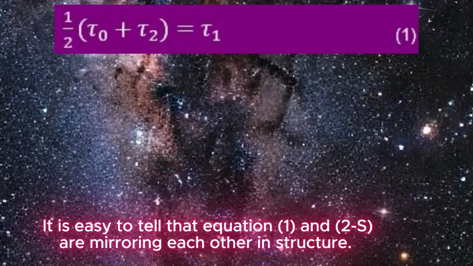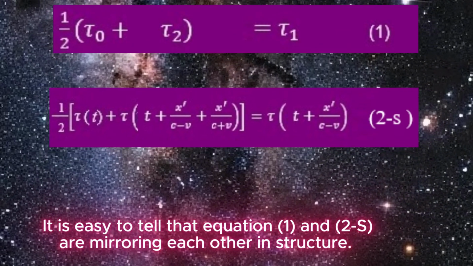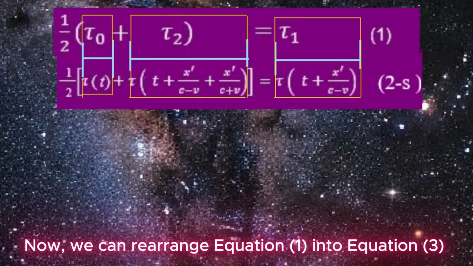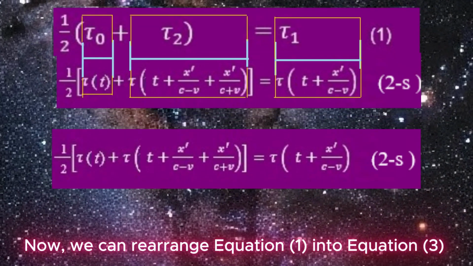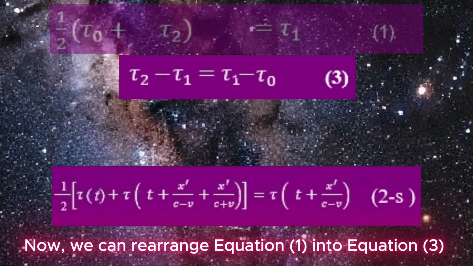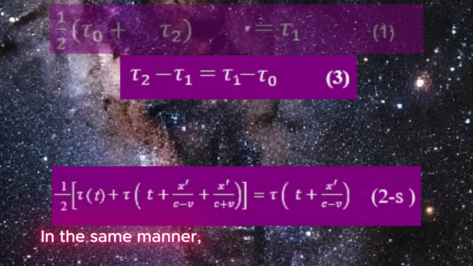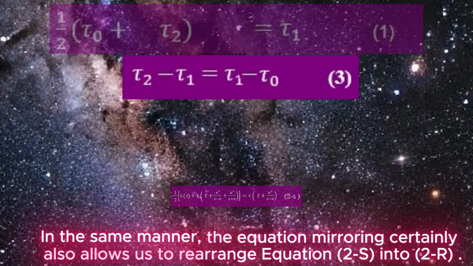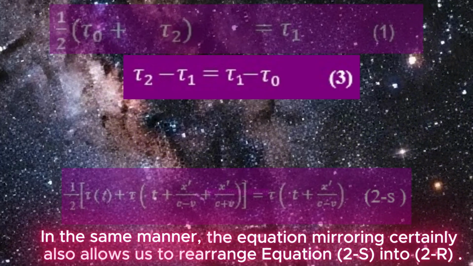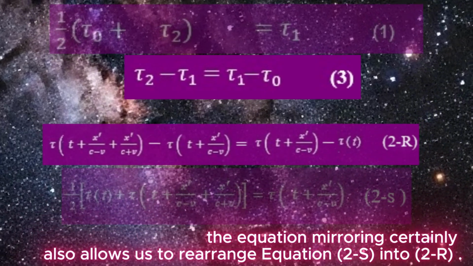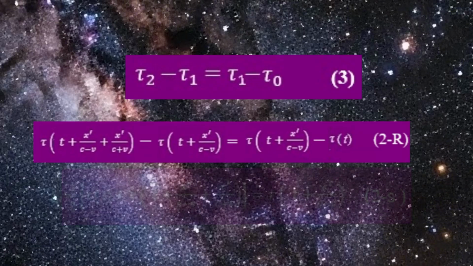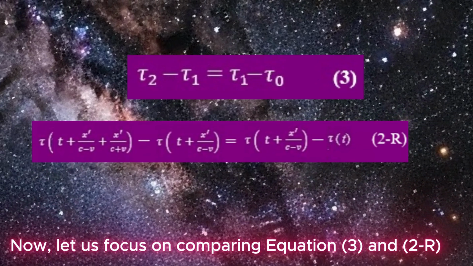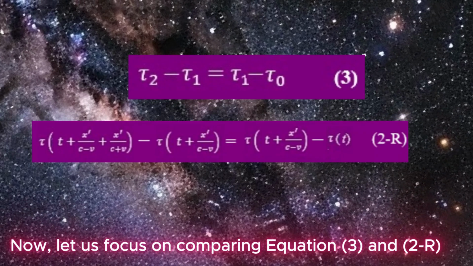It is easy to tell that equation 1 and 2-s are mirroring each other in structure. Now, we can rearrange equation 1 into equation 3. In the same manner, the equation mirroring certainly also allows us to rearrange equation 2-s into 2-r. Now, let us focus on comparing equation 3 and 2-r.